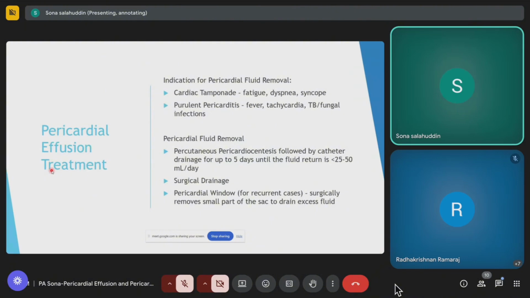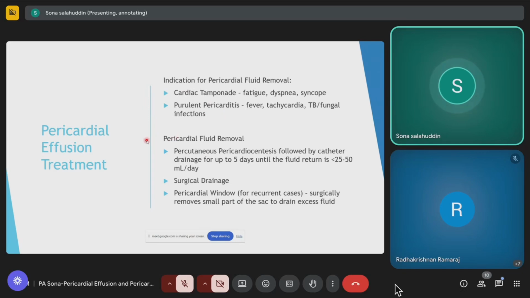Then treatment for this: there have to be indications for removing the fluid. Two of them are cardiac tamponade, with symptoms like fatigue, shortness of breath, and syncope, and infectious pericarditis, where a patient has fever, tachycardia, or TB/fungal infections.